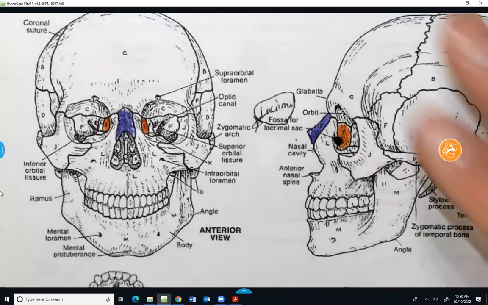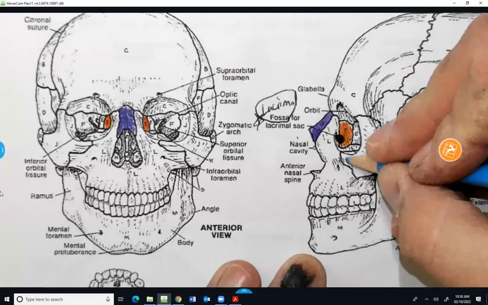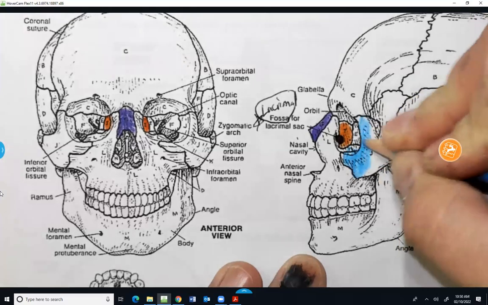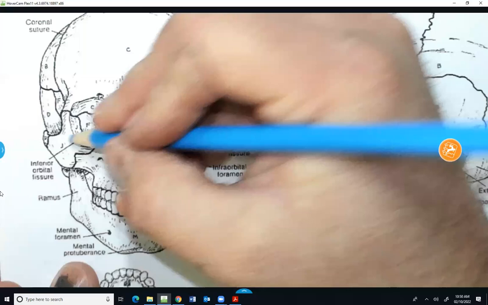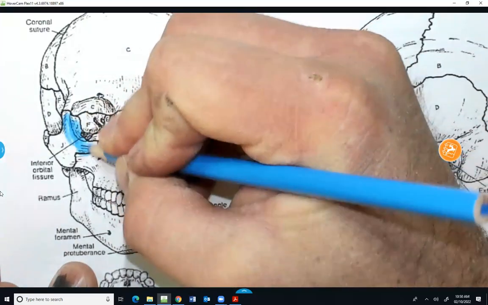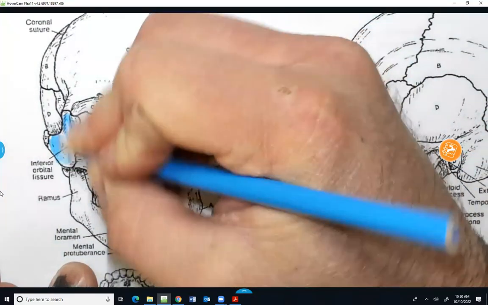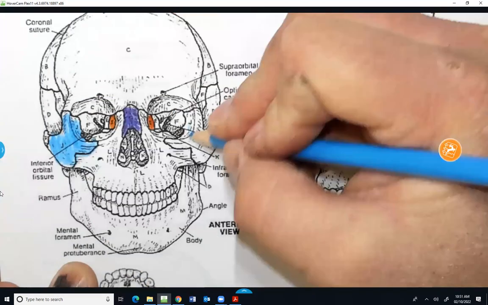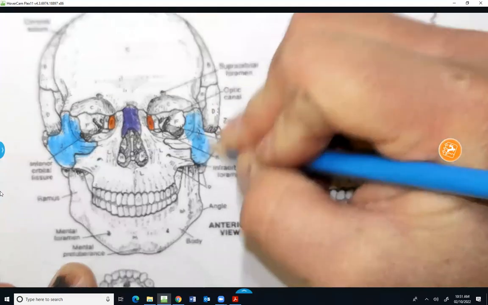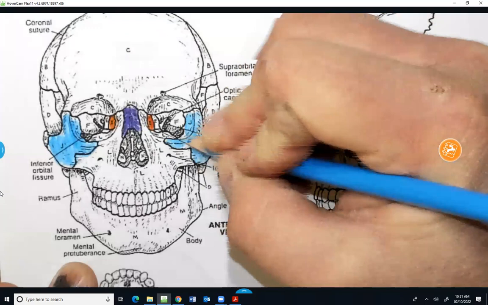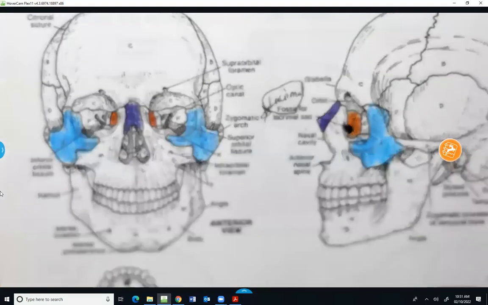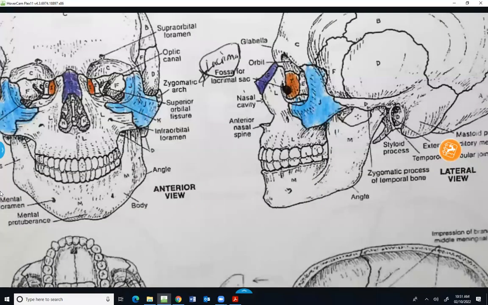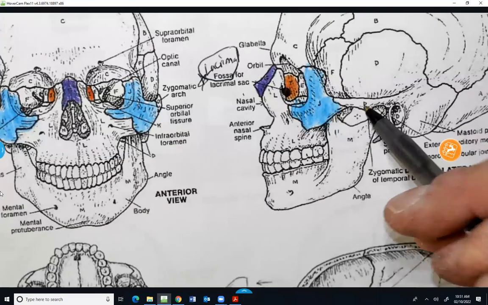Okay, zygomatics, letter J. Very principal cheek bones. Also contribute to the lateral and a little bit of the inferior section of our eye sockets. Now we've seen this term zygomatic already, because as we just learned, your temporal bone has a zygomatic process.